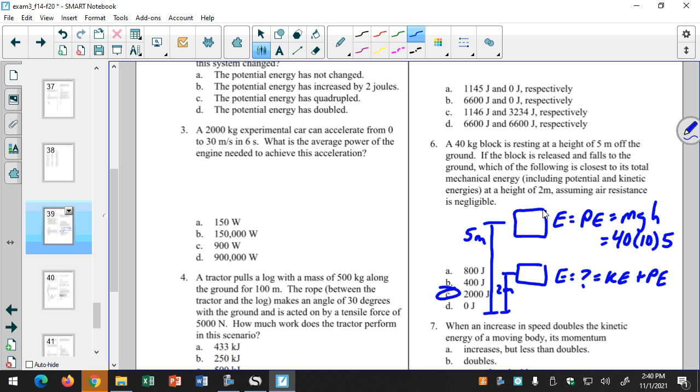The energy shifts from one type of energy to another. So here at the top, it only has potential energy. As it moves down, it gets less and less potential energy, but more and more kinetic energy. But the sum of these will still equal 2,000. That's the conservation of energy, that the total amount of energy remains the same. Okay?